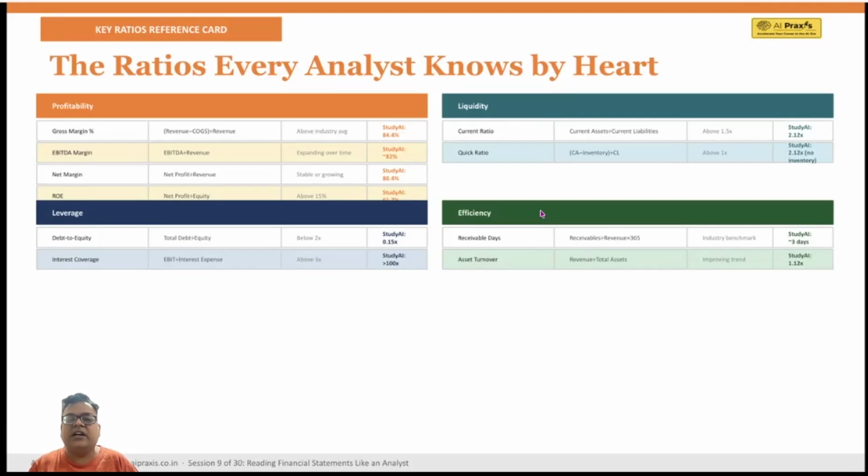The third one is liquidity, the short-term financial health. So current ratio, you have to calculate current assets divided by current liabilities. 1.5 is the benchmark, above which it's very healthy. Okay. And in case of study A, of course, it's 2.12, as we've always seen.